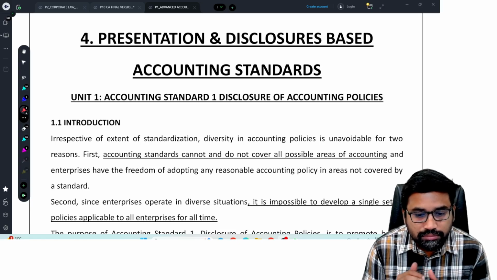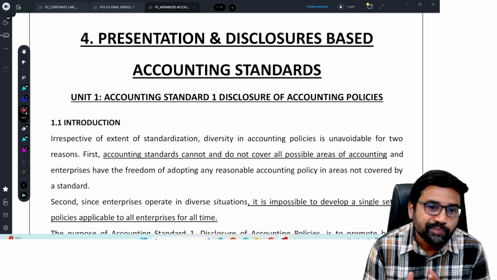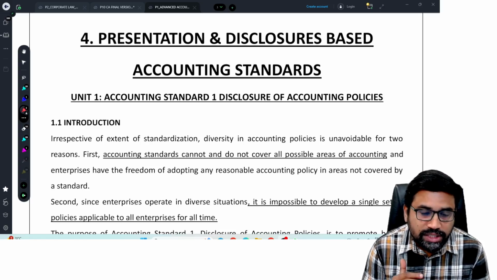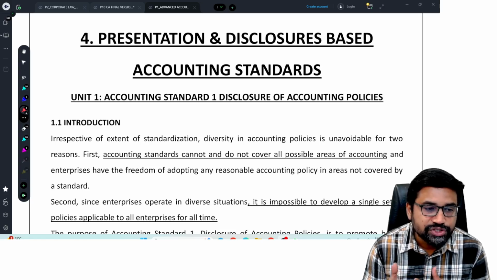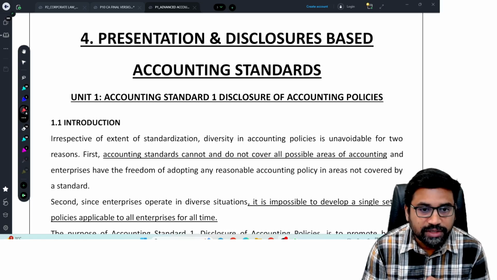Now, ICAI study material should be the base for your preparation. Our first objective is to cover everything from study material. Keeping that objective in mind, I have prepared notes which contain everything from study material. Only the things which are repeated, the paragraphs which are not giving any new points or new insights, I have removed. Apart from that, the entire study material is covered.